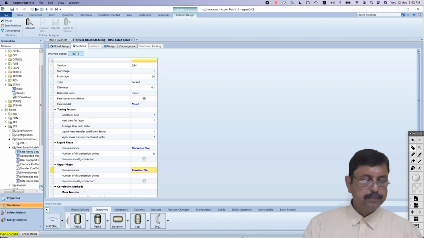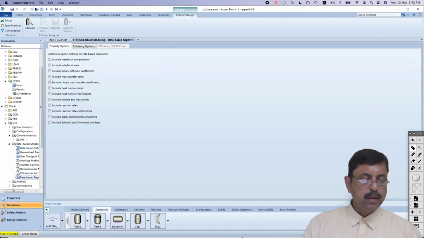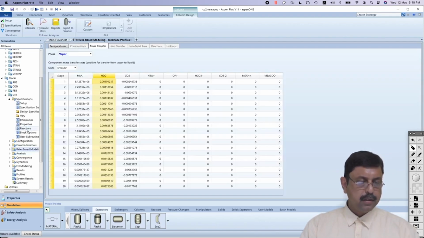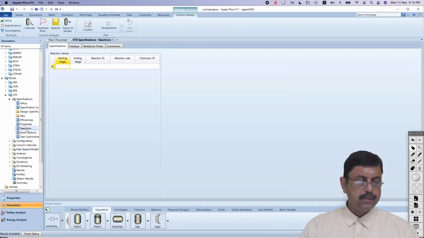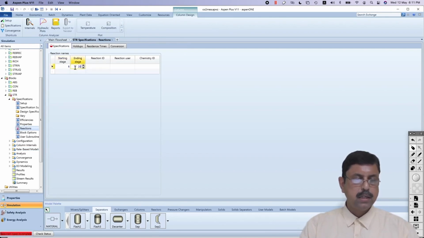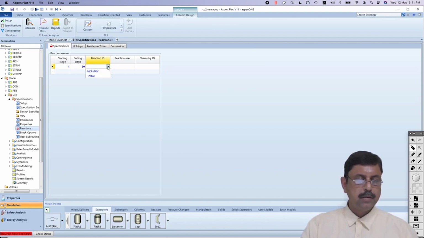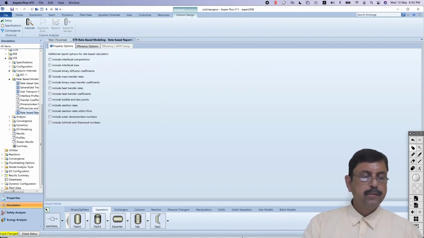And in the rate-based report, we can include the mass transfer rate as well. So the reactions occur from stage 1 to stage 20, and the reaction ID is MEA reaction. Okay, so it is done.